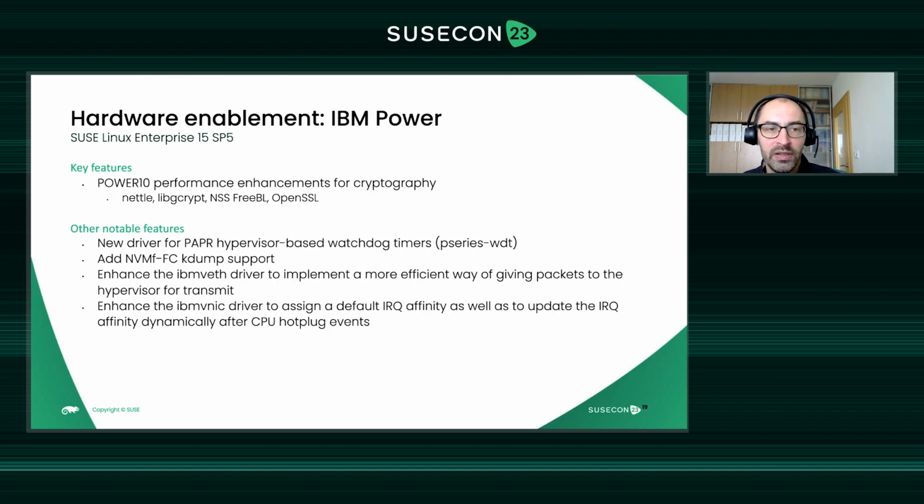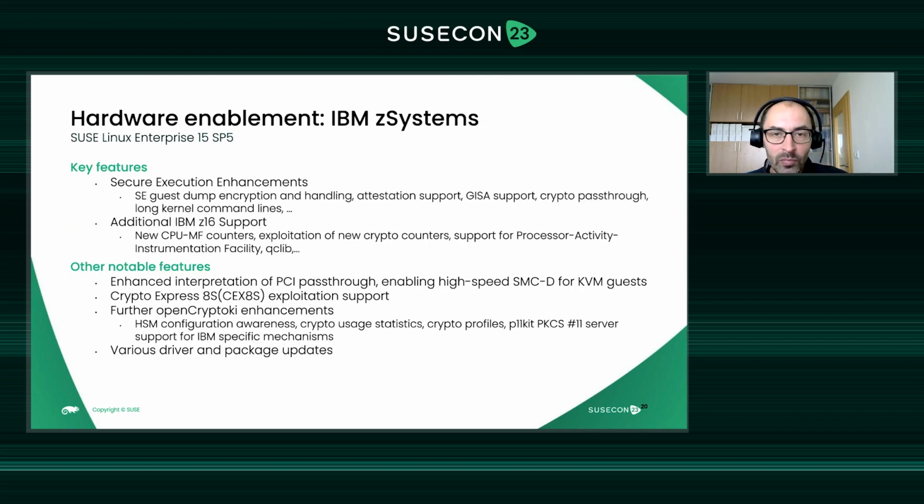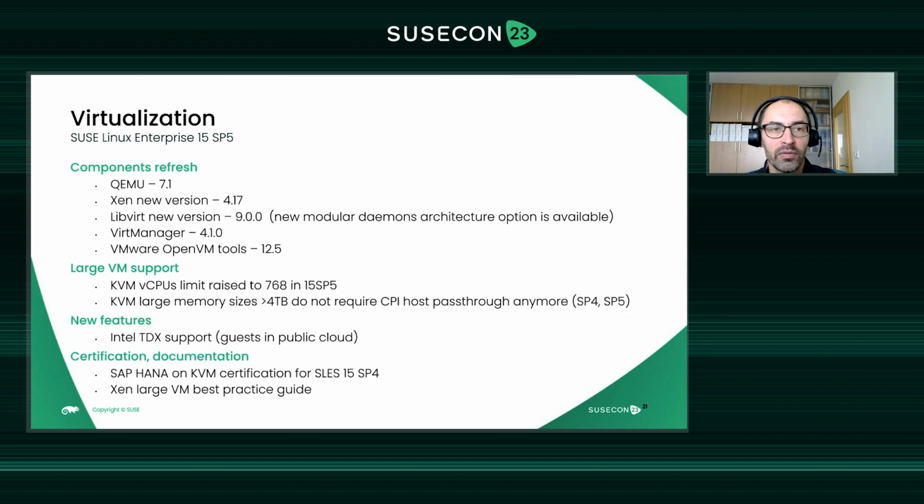IBM Power and IBM Z have seen a lot of changes and updates to support the latest releases and drivers. Power10-specific changes have been done to support enhancements in cryptography tooling like OpenSSL and libgcrypt and others, and features to support different hardware in the platform have been done. Very similar story for IBM Z. Many changes to the secure execution environment, and also additional support for IBM z16 for the new CPU features and other processor properties. A bunch of other changes are going into supporting IBM platforms. We are also working with the IBM Cloud division to support the confidential computing properties with PCI and other things.